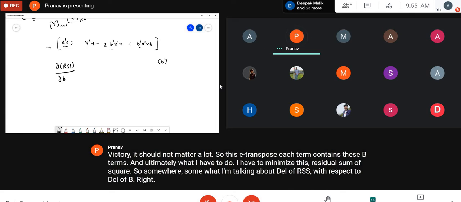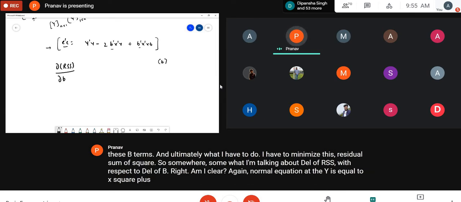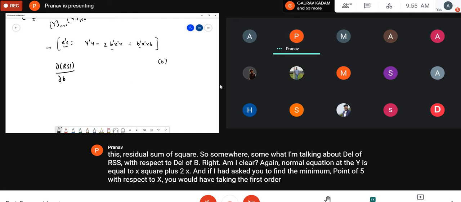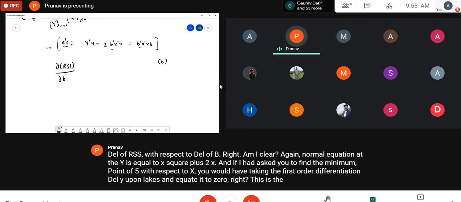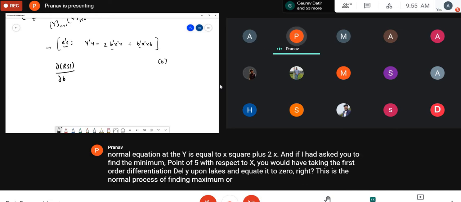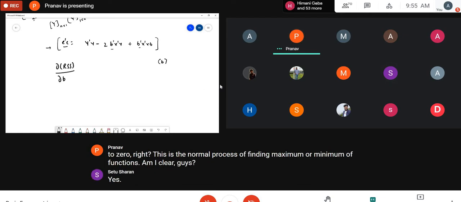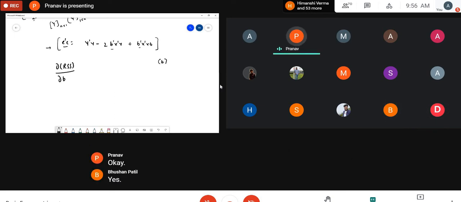Am I clear? If this were a normal equation, y is equal to x square plus 2x, and I had asked you to find the minimum point of y with respect to x, you would have taken the first order differentiation, del y upon del x, and equated it to 0, right? This is the normal process of finding maxima or minima of functions. Am I clear, guys? Yes, sir. Okay.